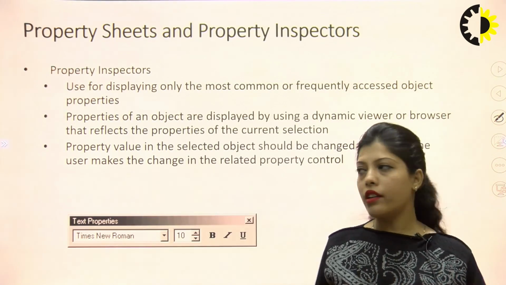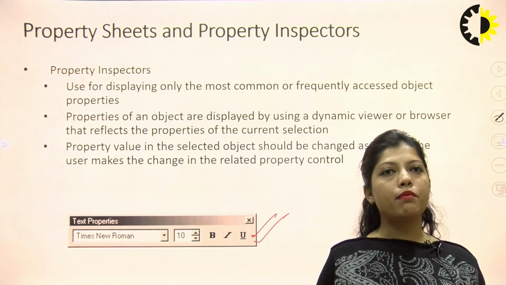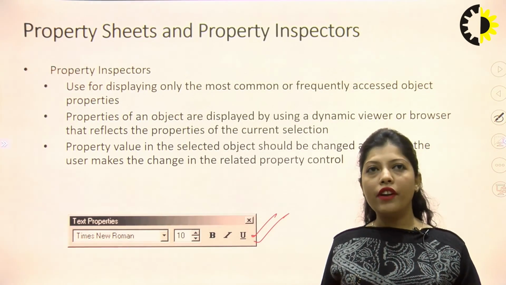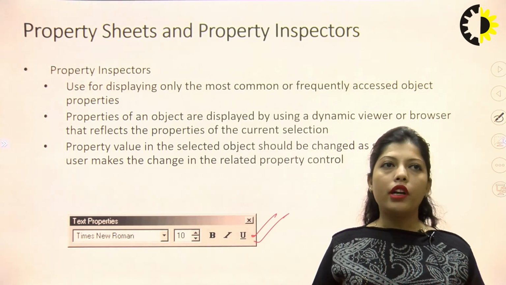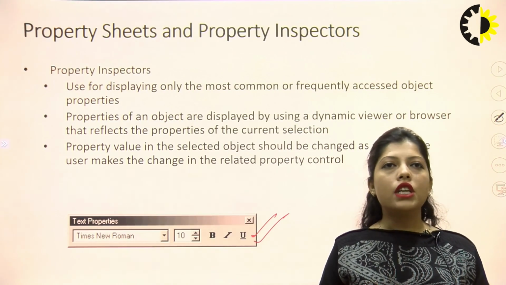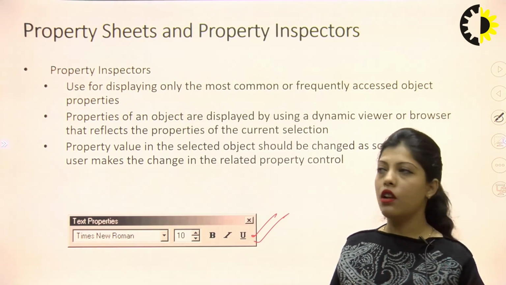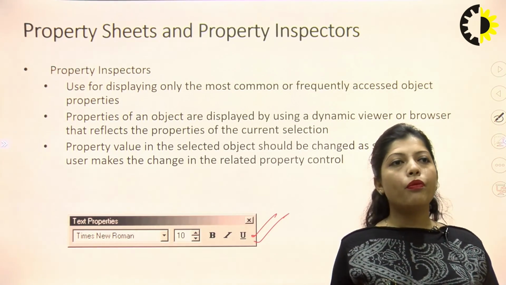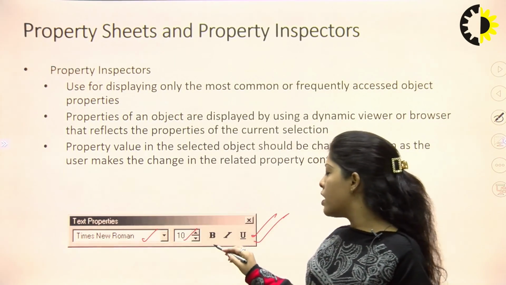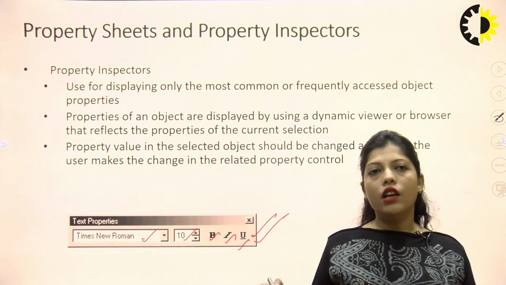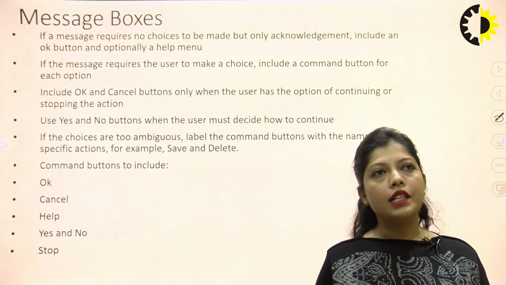Next is property inspector. This is the property inspector. The property inspector is used for displaying only the most common or relevant information, or that of an object which is frequently used. Properties of an object are displayed by using a dynamic viewer or browser that reflects the properties of the current selection. So if you are working on a Word file and want to select font style, font size, bold, italic, underline, you can select these with the help of the property inspector.